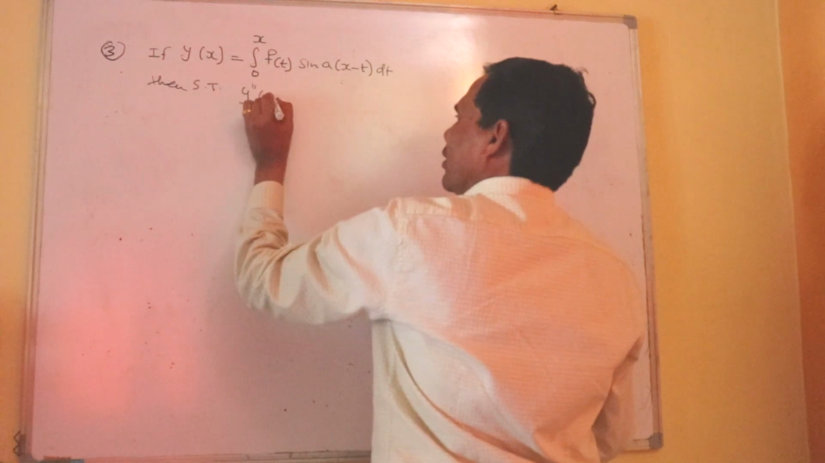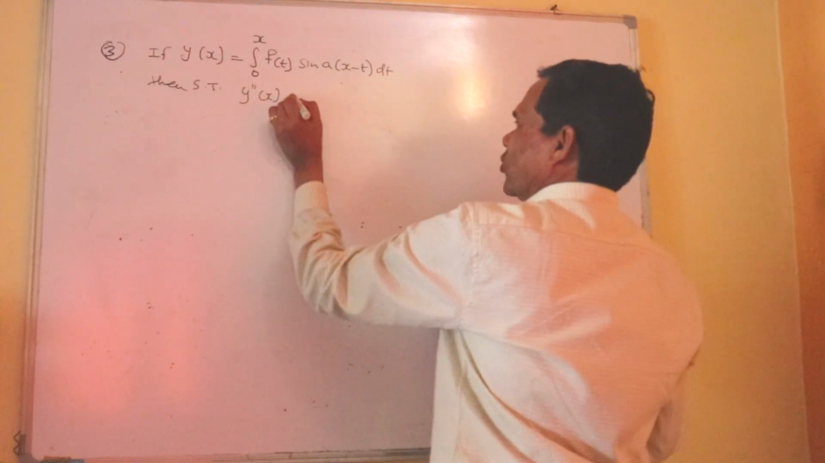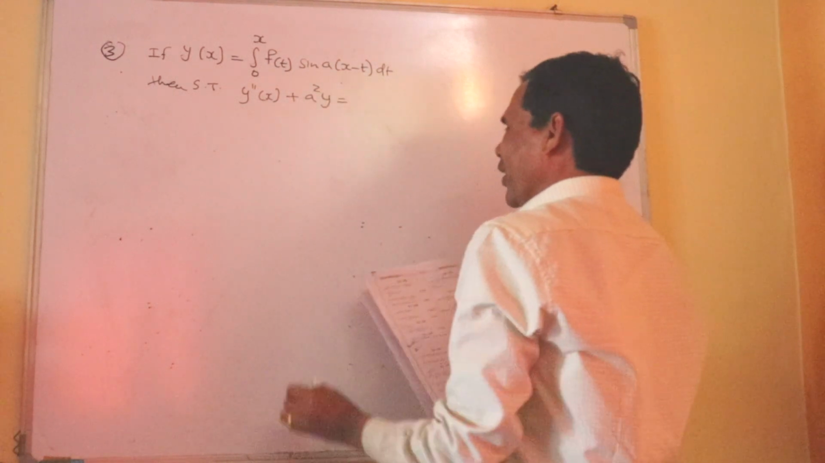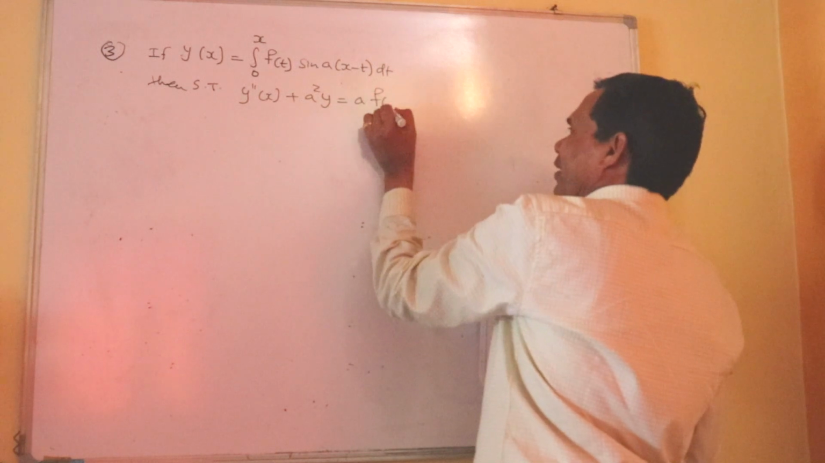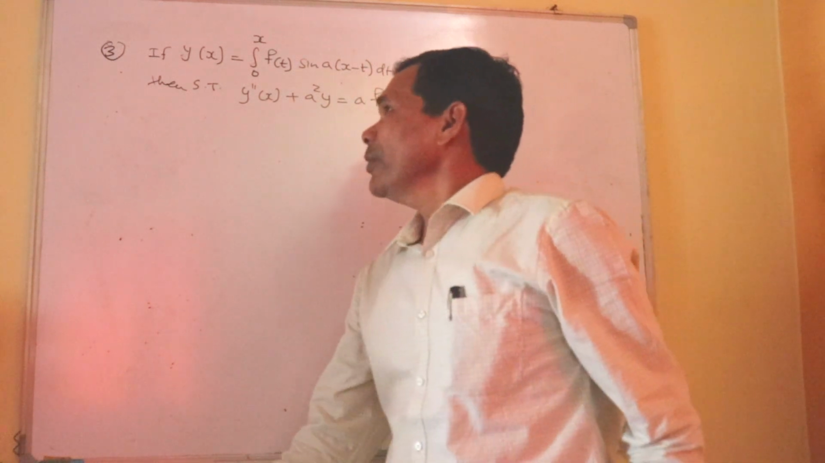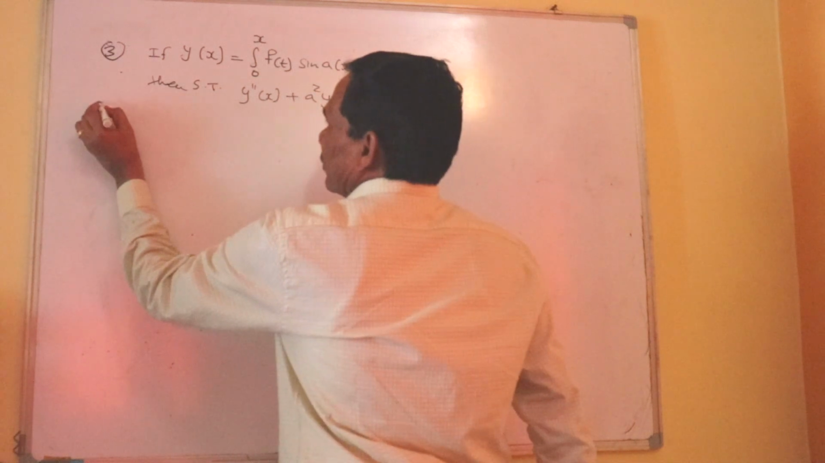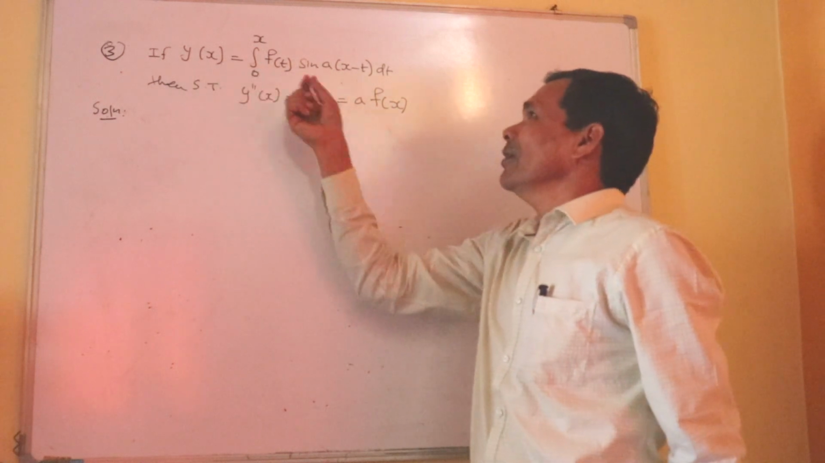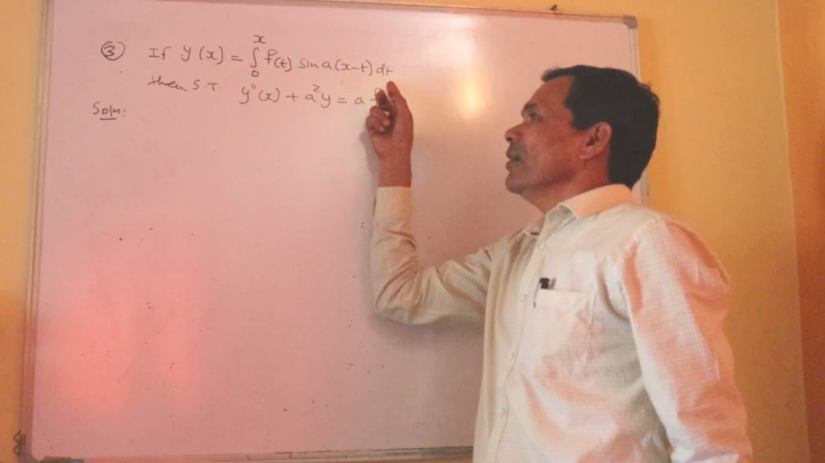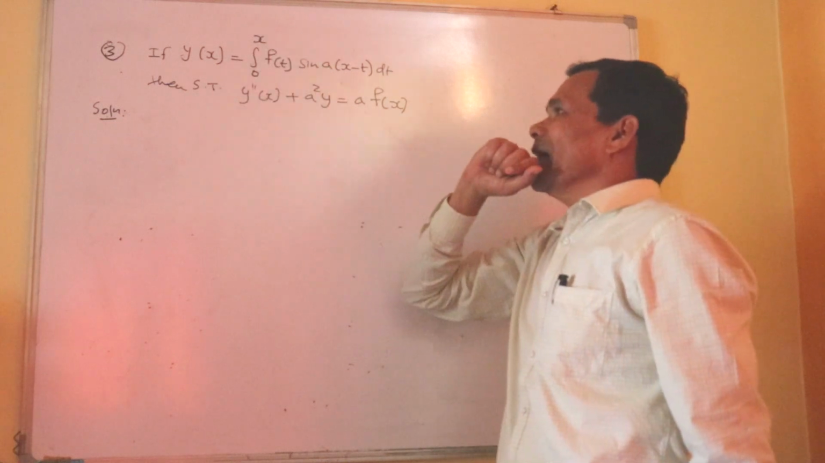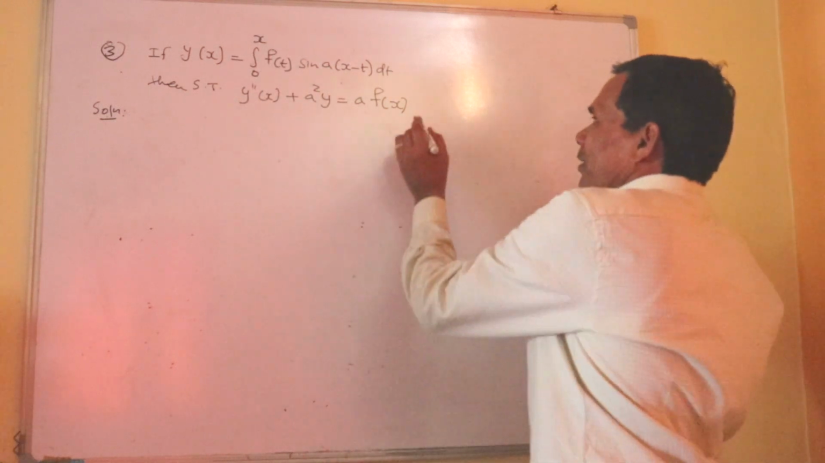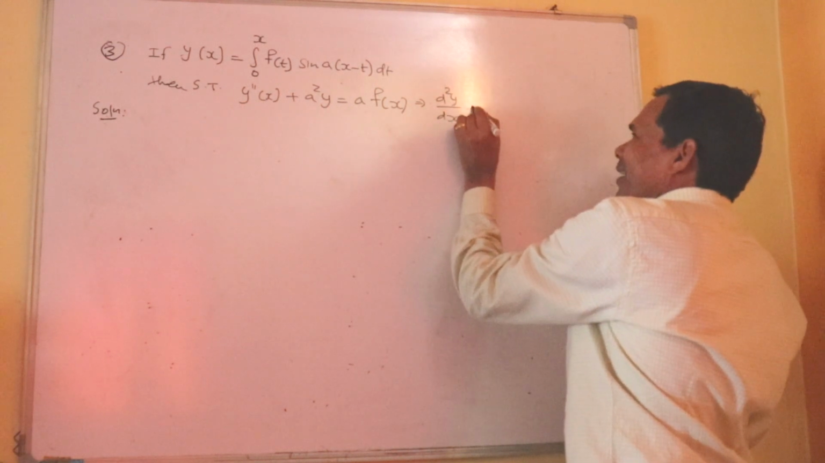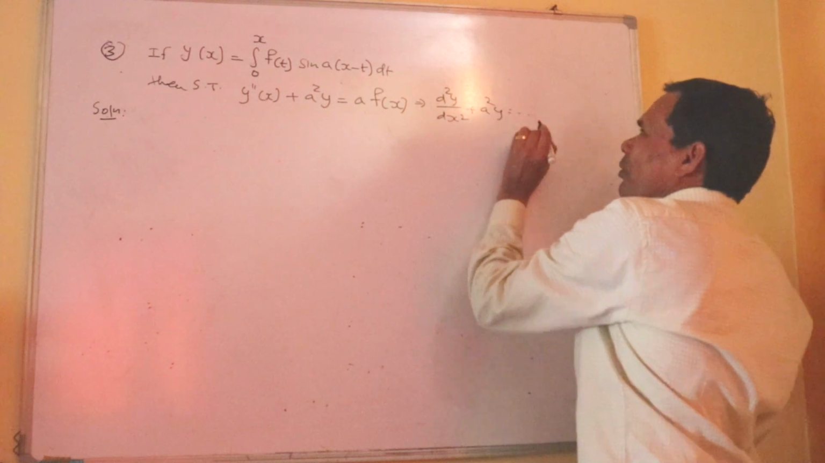y double dash of x plus a square y is equal to a into f of x. Now if you observe here, x is the parameter, the integral is with respect to t, and the limits are depending upon the parameter x. So we have to show d2y by dx square plus a square y is equal to this.